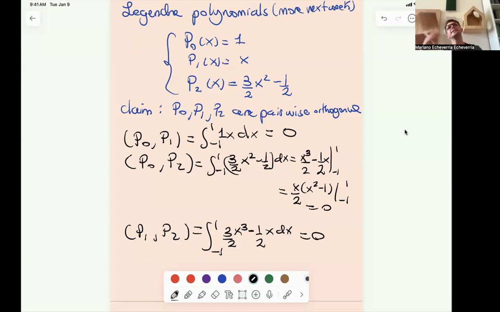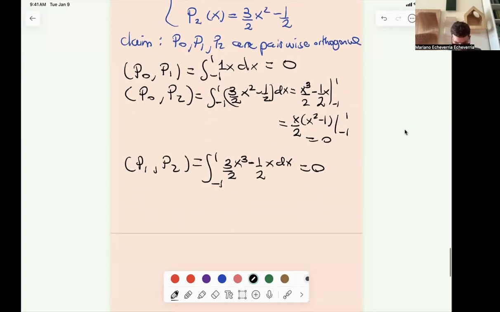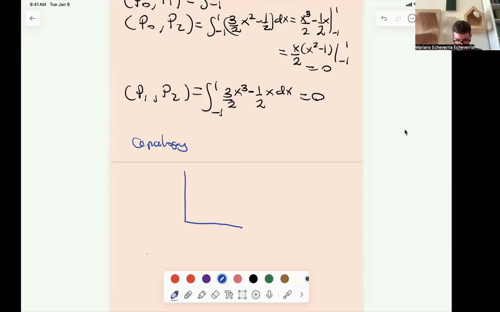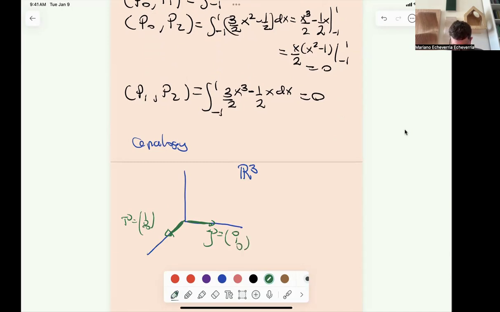So why is this useful? Why is it useful to say that these polynomials are orthogonal? This is a good analogy to have with what happens with vectors in 3 dimensions. So here's an analogy you should keep in mind. When you have three vectors in R3, you have I, J, and K, the canonical vectors. So you have the vector I, which is 1, 0, 0, the vector J, which is 0, 1, 0, and the vector K, which is 0, 0, 1, right?